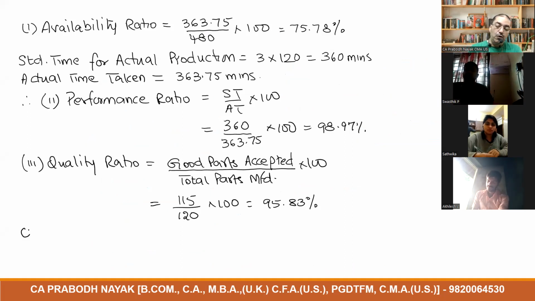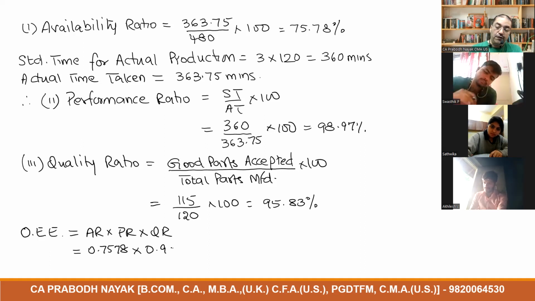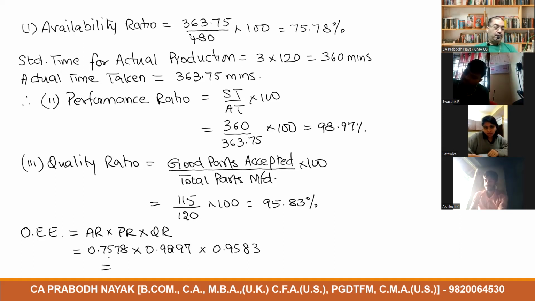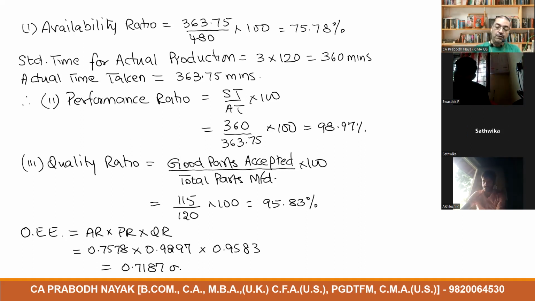Now for OEE: availability ratio multiplied by performance ratio multiplied by quality ratio, all in decimals. 0.7578 into 0.9897 into 0.958 is 0.7187, or 71.87%.